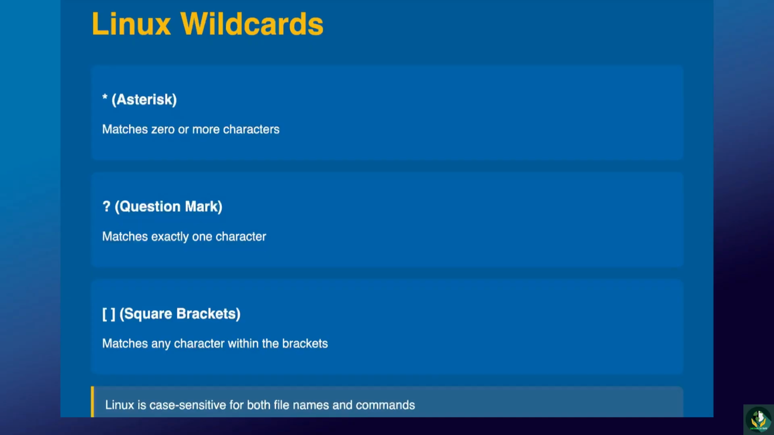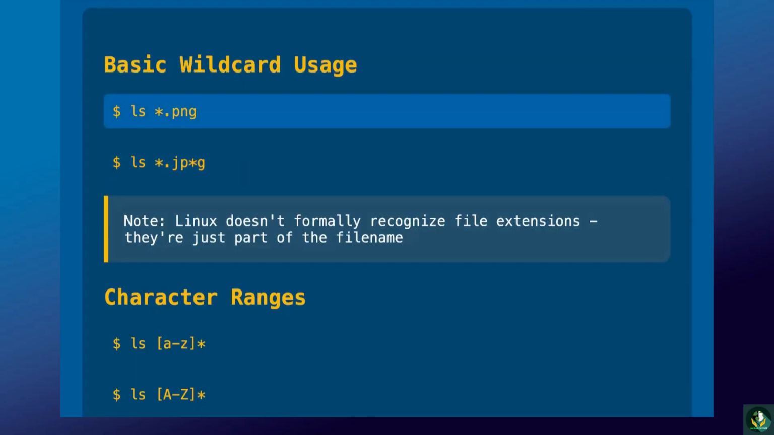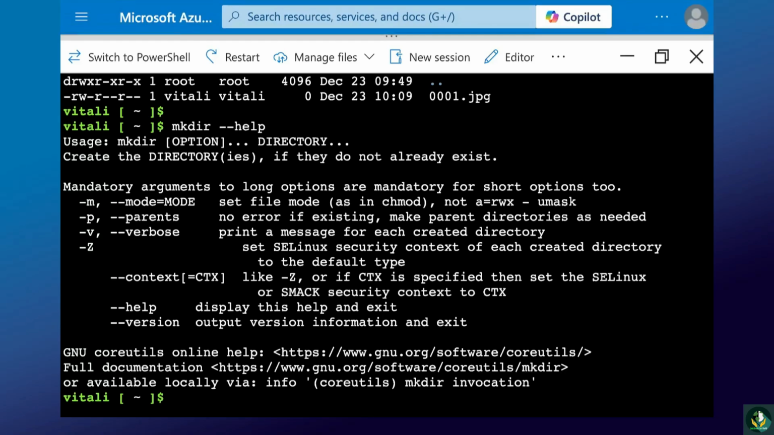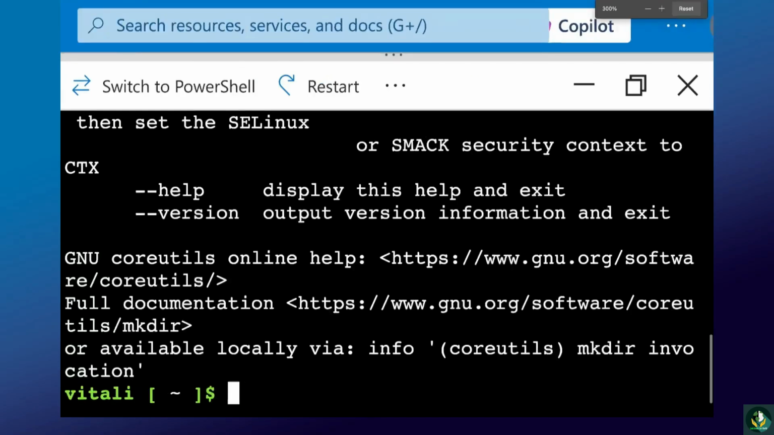For example, the command ls *.png will display all PNG files in the current directory. Let's take a look at these two examples in our Azure Shell. And by the way, please note again to remind you, Linux doesn't formally recognize file extensions. They are just part of the file name. Okay, let me switch to Azure Shell to demonstrate the usage of wildcards.